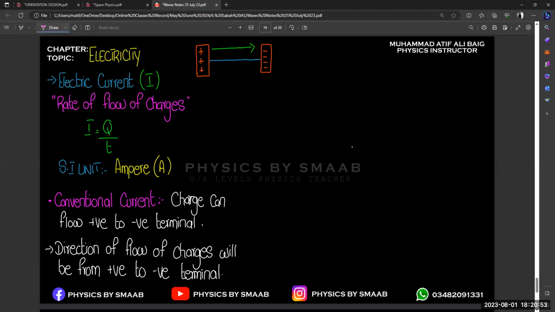And if we talk about the electron flow only, electron flow is known as non-conventional current. That non-conventional, or electron flow, tells you that electrons will move from the negative to the positive terminal. So that is the concept of non-conventional current, right?